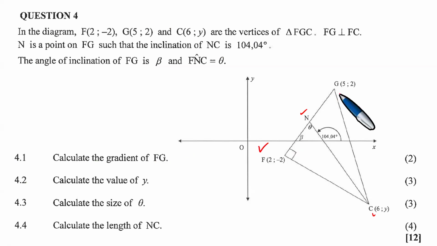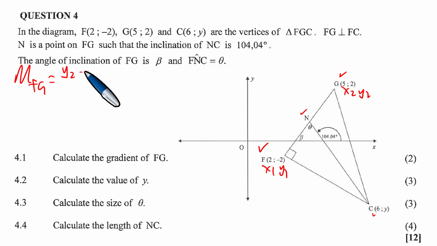Here is F and here is G, and we want to find the gradient. Remember, once the examiner says FG, it means that we are moving from F to G. So F is x1, y1, and G is x2, y2, which means that you need the gradient of FG. The gradient of FG is y2 minus y1 divided by x2 minus x1.